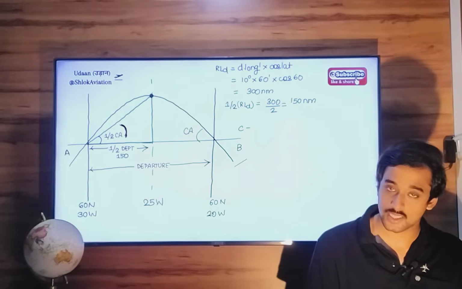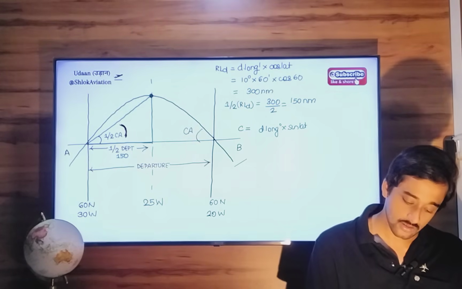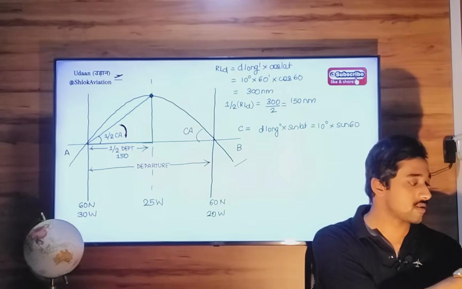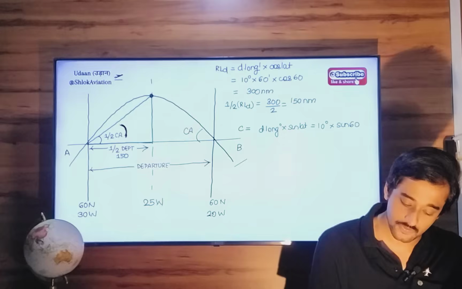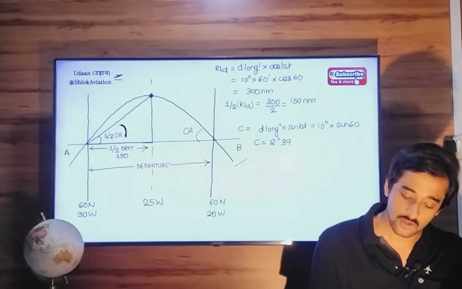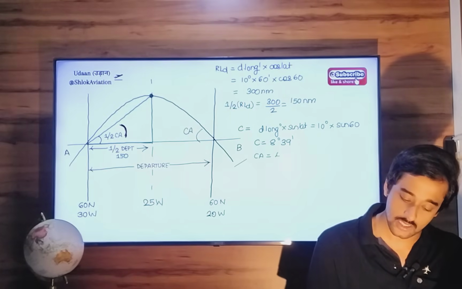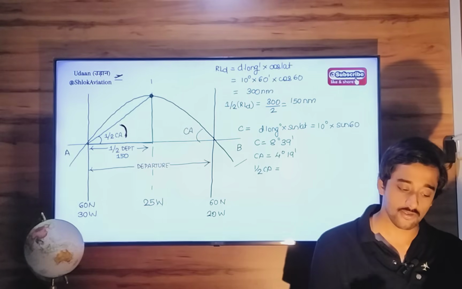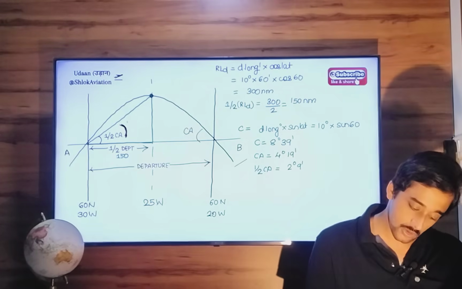Now next step, convergency: d long in degrees into sine lat. 10 degrees into sine 60, 8 degrees 39 minutes. Convergency angle, half of that, 4 degrees 19 minutes. Half of convergency angle again, so divide again by half, 2 degrees 9 minutes. Okay, so 2 degrees 9 minutes.